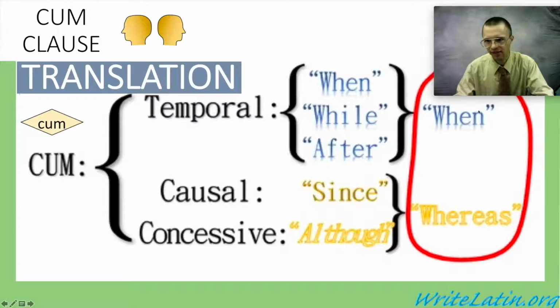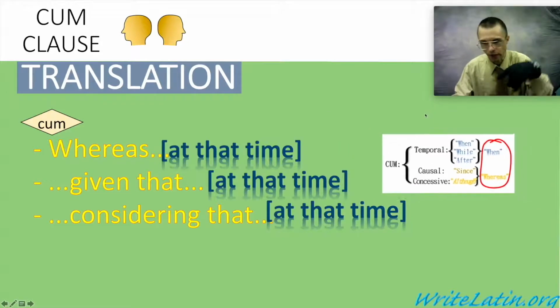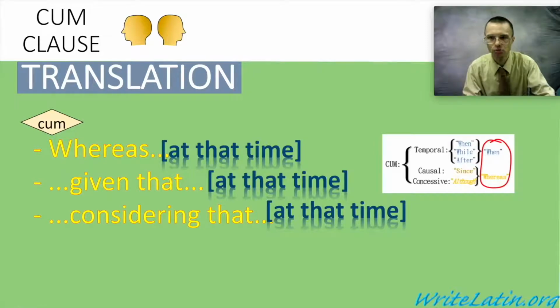And that's the basic meaning, but the problem is that this is subjunctive, so it's relative to the time of the main verb. So it doesn't always actually mean now. It really means when at that point in time, whenever the main verb was. So this is the most essential meaning of cum that I want you to learn. Whereas at that time, and or given that at that time.